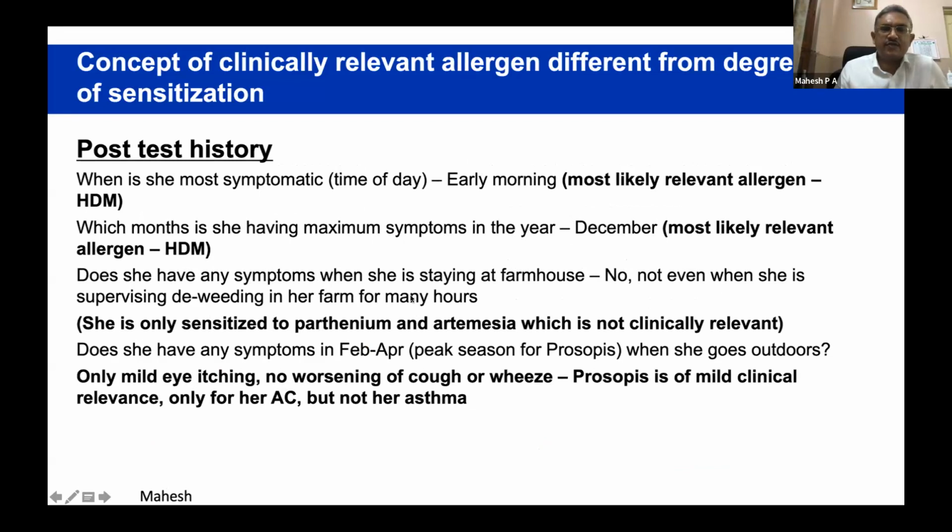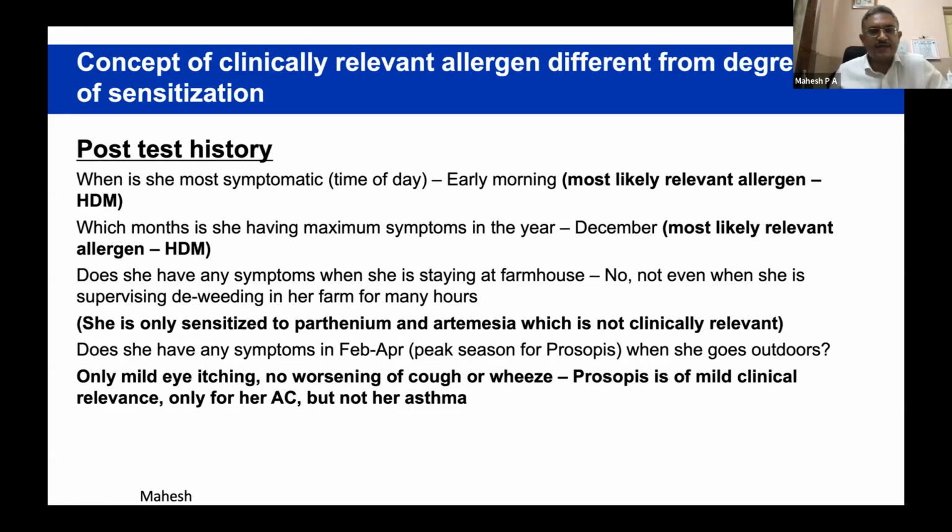She has no additional symptoms when going to the farmhouse, where she supervises work in her farm for several hours. So she has no extra symptoms, which means she is sensitized to Parthenium and Artemisia but it is not clinically relevant. In February to April, the peak season for Prosopis, when she goes outdoors she has only mild eye itching, but cough or wheezing doesn't get worse. So Prosopis is of mild clinical significance for her, only for her allergic conjunctivitis, but not her asthma.